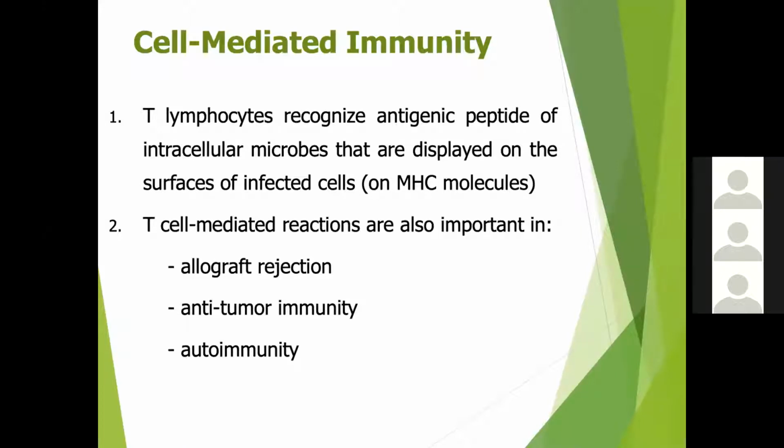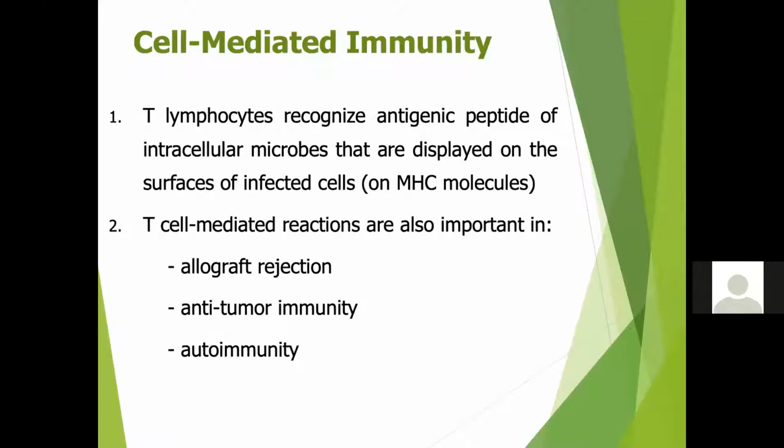So since I'm going to be talking mostly about T cells, what do they do? T cell lymphocytes recognize antigenic peptides of potentially intracellular microbes that are displayed on the surface of infected cells, or in the case of transplantation, potentially directly recognizing non-self MHC molecules. And in addition to its importance, obviously, in fighting off infection and pathogens, it is also important in allograft rejection, anti-tumor immunity, and if something goes wrong, it can also be involved in autoimmunity.